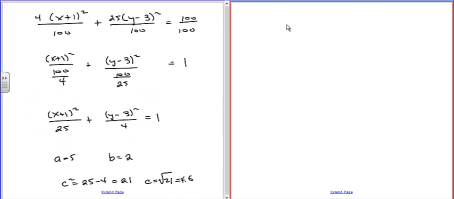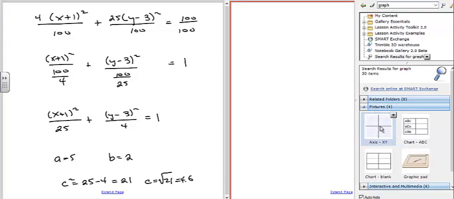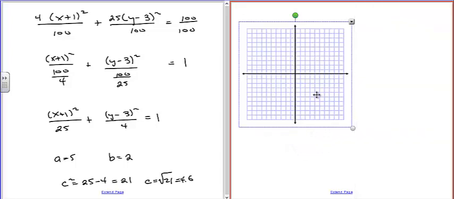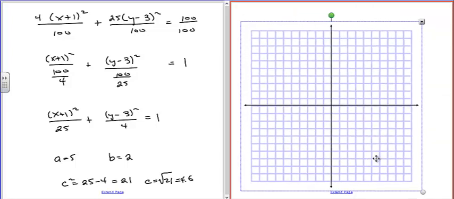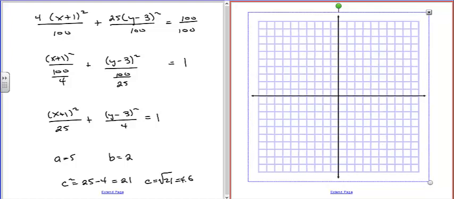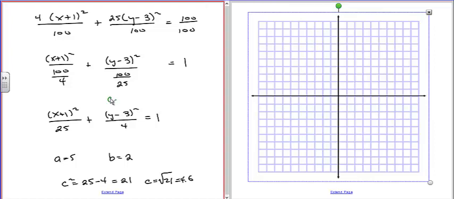So we're going to go ahead and plot them before we come up with the coordinates. We'll use the graph to help us figure out the coordinates of all these things. We already have the coordinates of the center. That's easy to do. So the center is -1, 3.